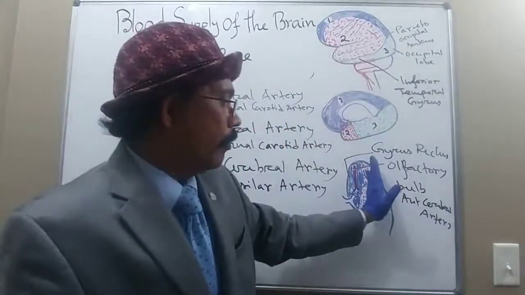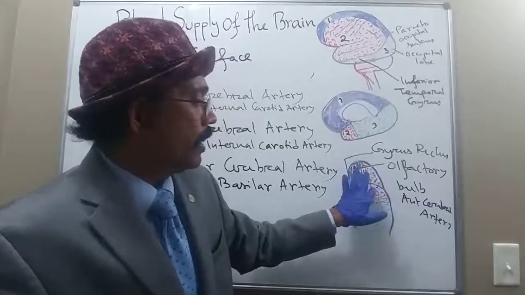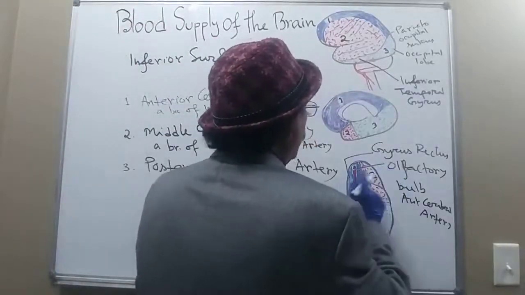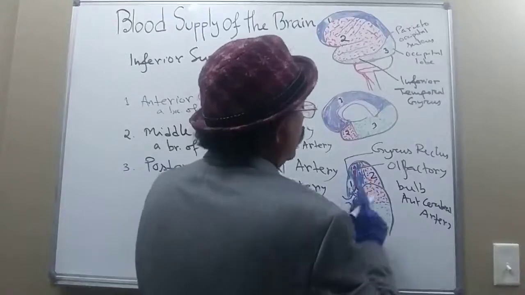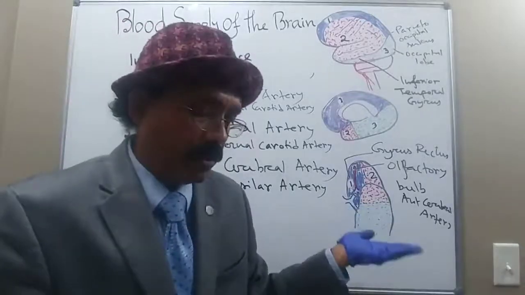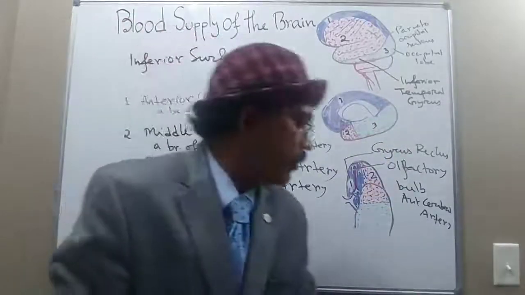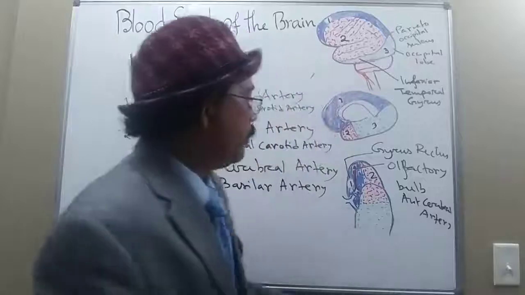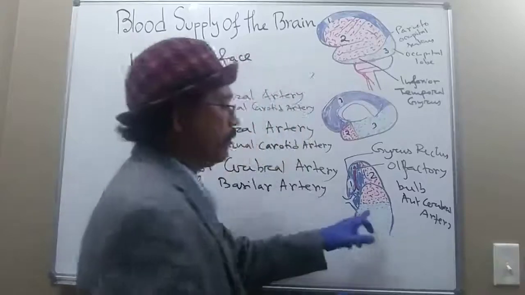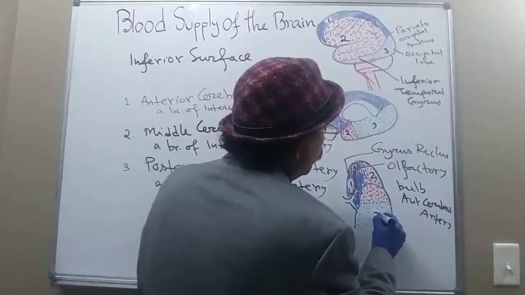The lateral part on the orbital surface, on the undersurface of the brain, will be supplied by the middle cerebral artery. This is 2, this is 1. And most of the inferior surface, which is formed by the temporal lobe of the brain, is supplied by the posterior cerebral artery.